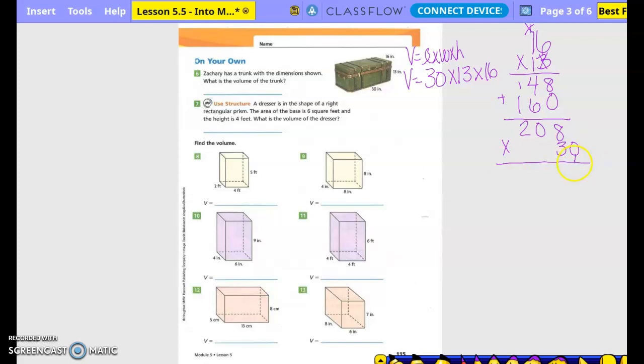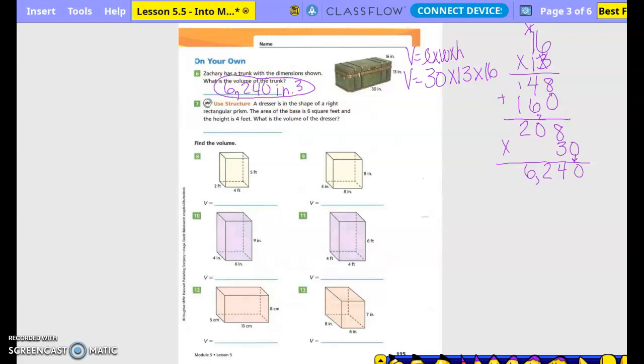So bring it down, 0. 3 times 8 is 24. Put a 4, carry the 2. 3 times 0 is 0. Plus 2 is 2. 3 times 2 is 6. So our answer would be 6,040 inches cubed, or you can write cubic inches.